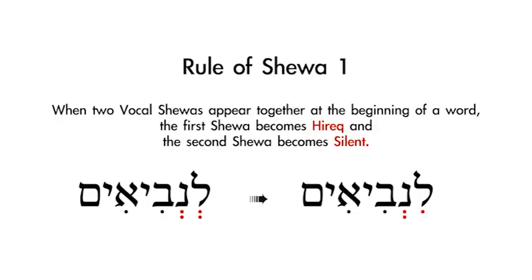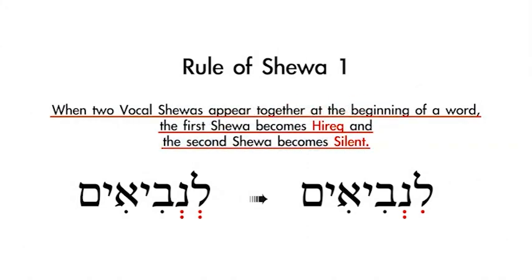The last thing we want to talk about before we end this chapter are the two rules of Shewa. Now, we're not going to begin applying these rules until the subsequent chapters, but we need to learn them here. The two rules of Shewa relate to how Shewas interact with each other at the beginning of a word. It only has to do with Shewas at the beginning of a word. The first rule of Shewa is this. When two vocal Shewas appear together at the beginning of a word, the first Shewa becomes hirik, and the second Shewa becomes silent. So look over at the example on the left.